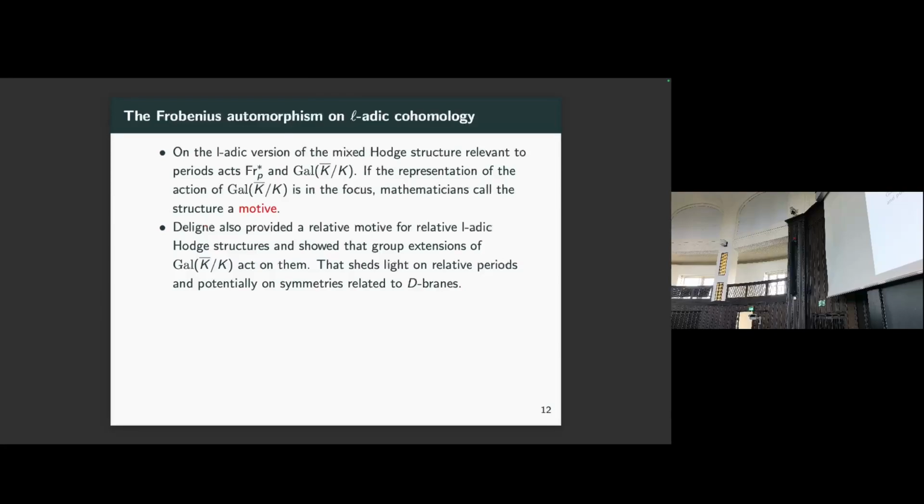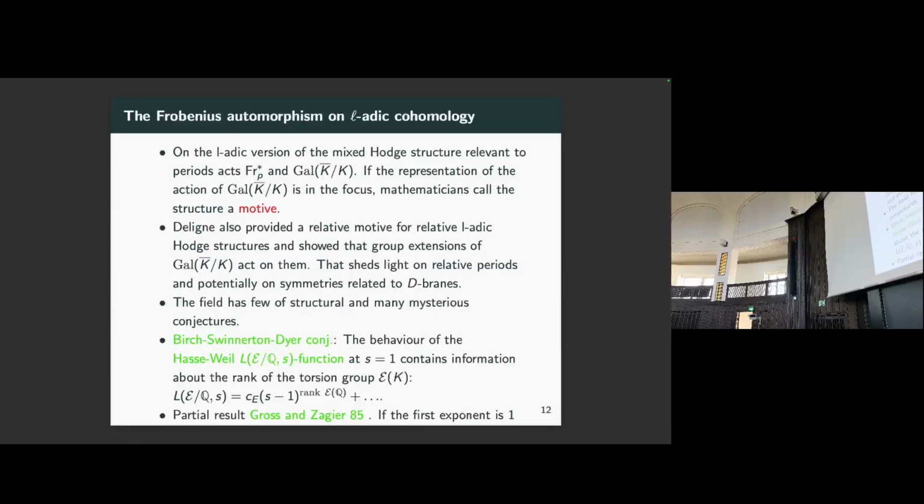But what's also interesting is that there is a version of relative L-adic cohomology. And the relative L-adic cohomology is basically relevant for D-branes. So when you have D-branes, then you need relative periods. What the mathematicians showed is that you get group extensions of the Galois group acting on, for instance, the relative periods, and this should actually shed light on the relative periods and potentially on the symmetries related to D-branes.